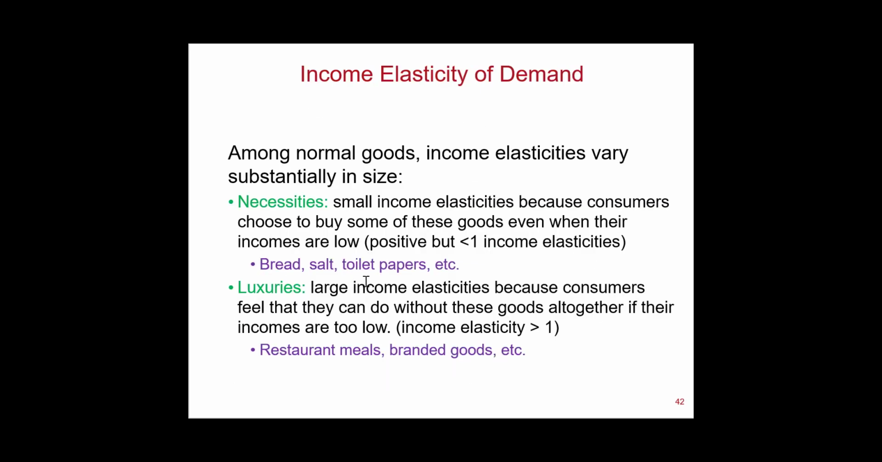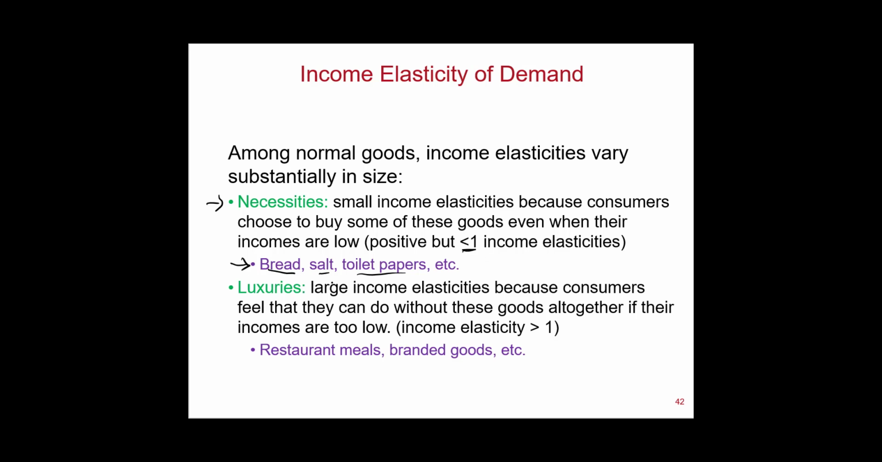Among normal goods, there are two types of goods which we call necessities and luxuries. I think I mentioned necessity earlier. Necessities usually command an income elasticity value of less than 1, but they are positive. They are not less than 0, but the income elasticity will usually be less than 1. In other words, regardless of the income level, even if the income is very low, we will still buy them. So these are usually bread, salt, toilet papers. We need them. These are necessities regardless of our income being low or high. We usually buy them, but we're not going to buy huge amounts when we are rich.